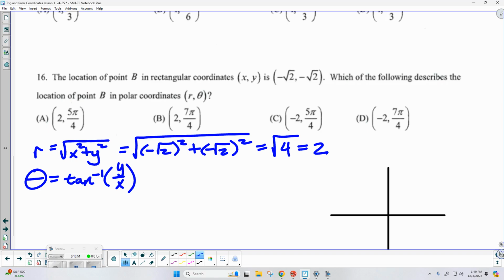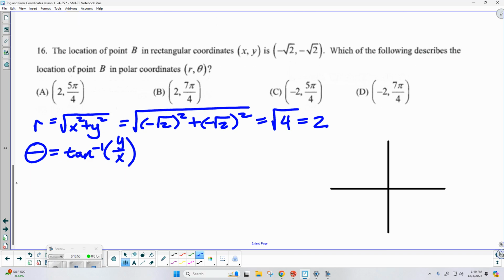Now, let's go to theta. So I'm going to go ahead and take y over x. So theta is going to equal tangent inverse. Well, if I take a negative root 2 over a negative root 2, see, that just gives me 1. Okay, so tangent inverse of 1. So we got to remember how to work with tangent inverse. Okay, Matthew, what 2 quadrants was tangent inverse restricted to?